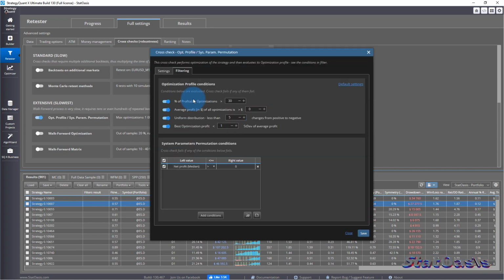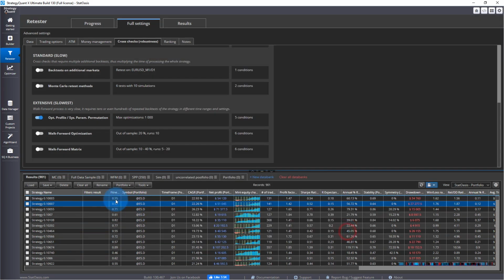re-optimizes all periods. The recommended filters are these: the percent of profitable optimizations is more than 30%, and the average profit in dollars of all optimizations is above zero. Uniform distribution of the results, and I'll show you what that means. And best optimization profit is less than one standard deviation of the average profit. And I'll show you also what that means. And then here we have net profit median is greater than 0. So if you go with the default, of course, you can do your own settings. But even if you go with the defaults, then you'll filter it.